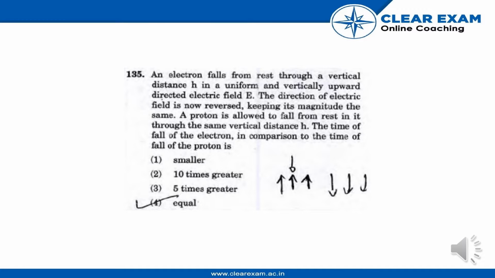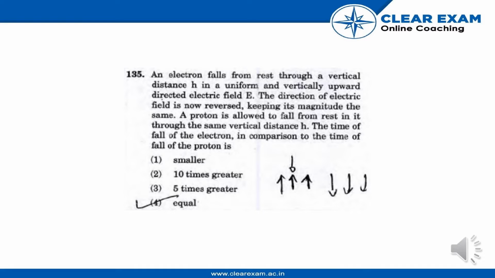An electron falls from rest through the vertical distance of h in a uniform and vertically upwards directed electric field E. The direction of the electric field is now reversed, keeping its magnitude the same. A proton is allowed to fall from rest in it through the same vertical distance. The time of fall of the electron in comparison to the fall of the proton is.